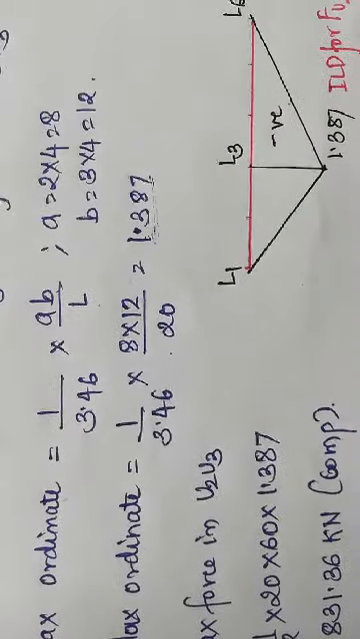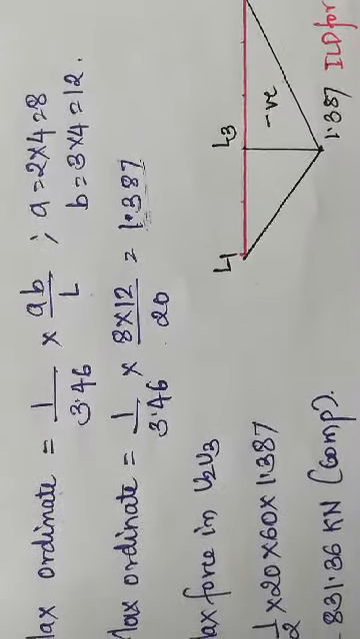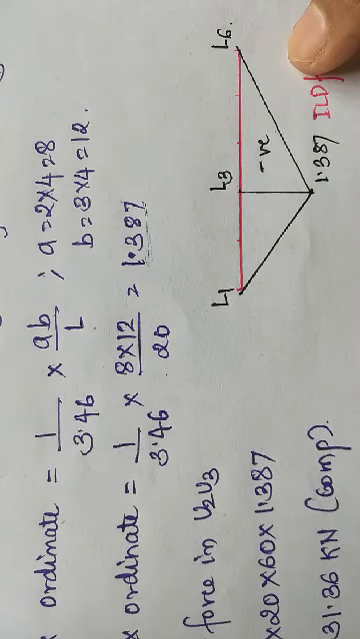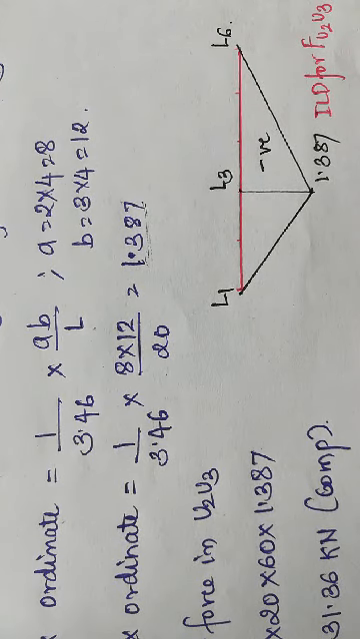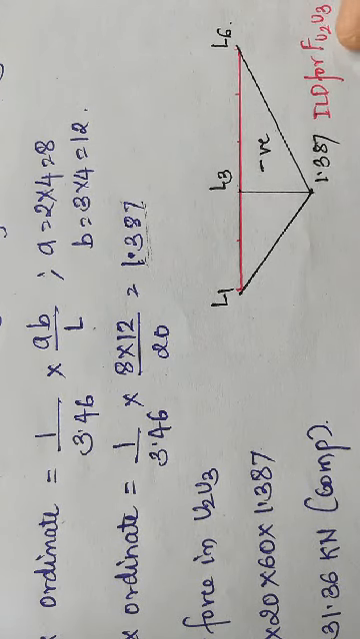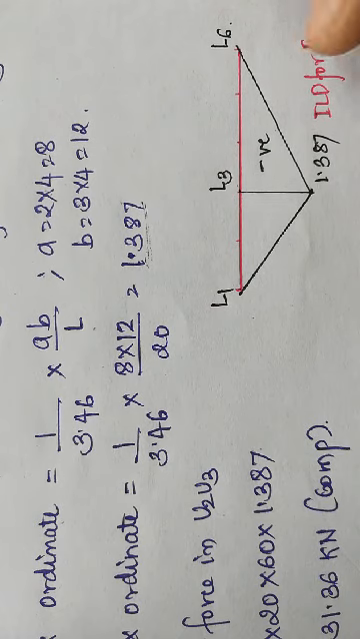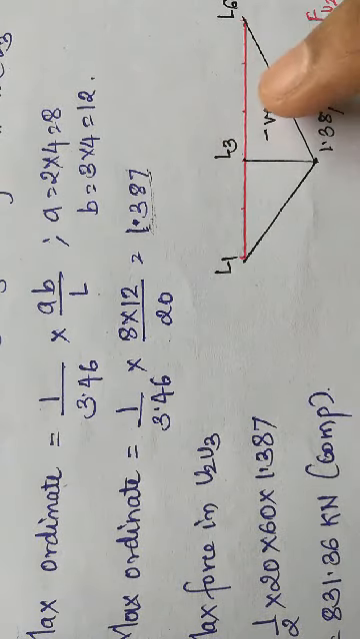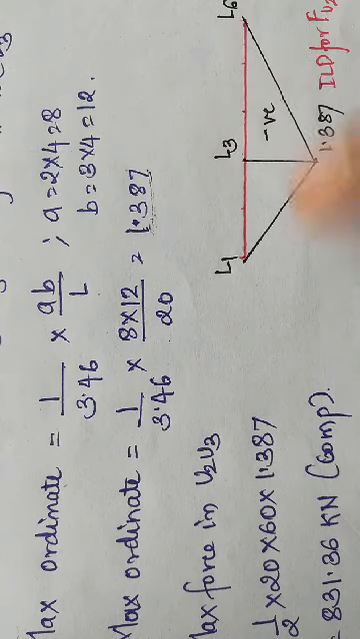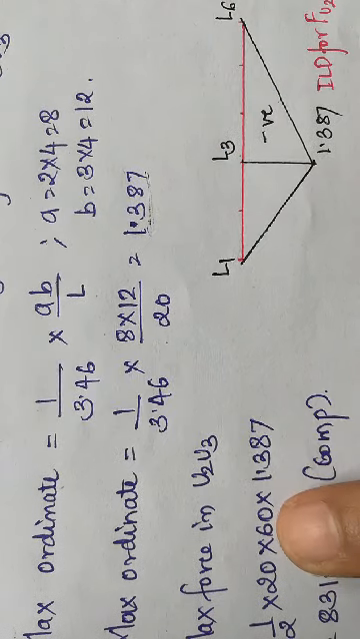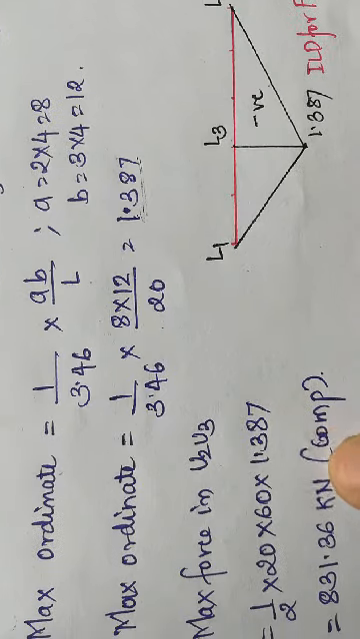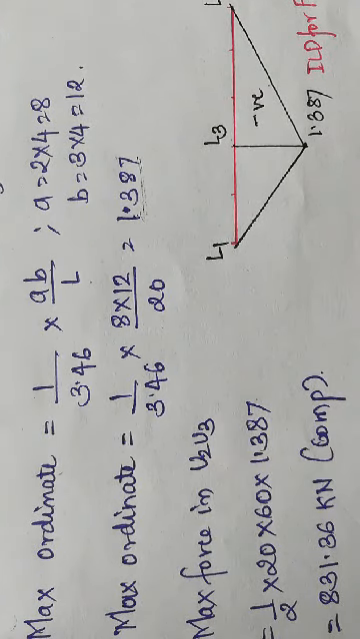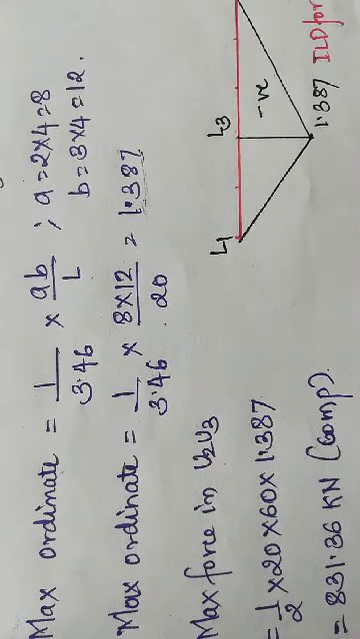So this will be the influence line diagram for the force in U2, U3. Now how do we find the maximum force? The area of this triangle multiplied by the intensity. So this is the area of the triangle multiplied by the intensity. You will get the maximum force in U2, U3.